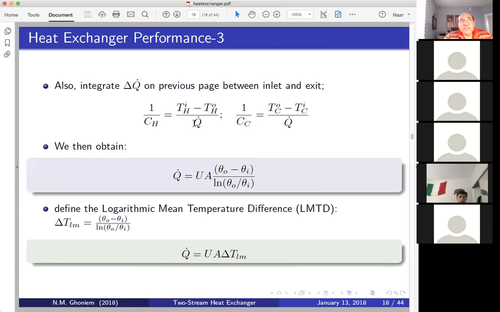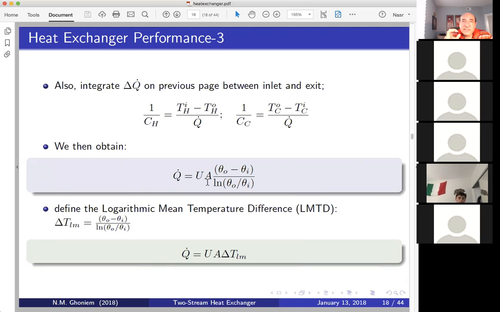And that gives us this Q dot. The 1 over C hot is this delta T hot divided by Q dot, because we have Q dot will be m dot C sub P times delta T. So we can replace 1 over C hot by this ratio, 1 over C cold by this ratio, substitute back and get finally this important equation that the overall heat rate that's transferred is the overall conductance, which we labeled to calculate earlier, times the area through which the heat is flowing.